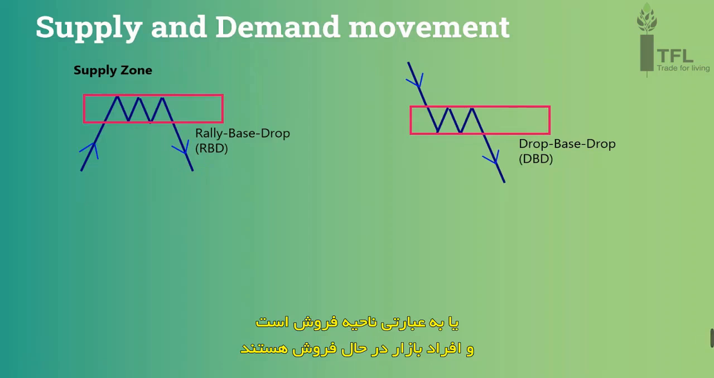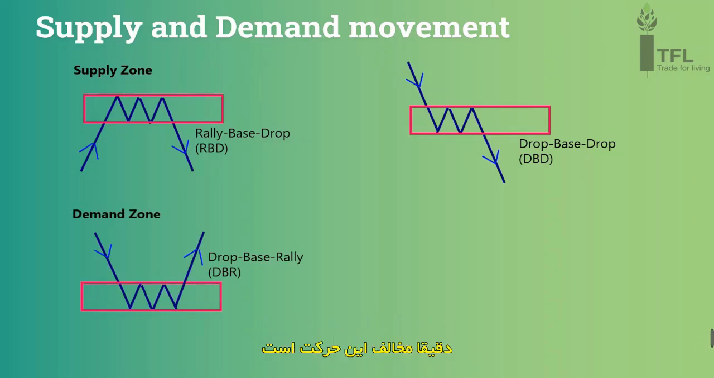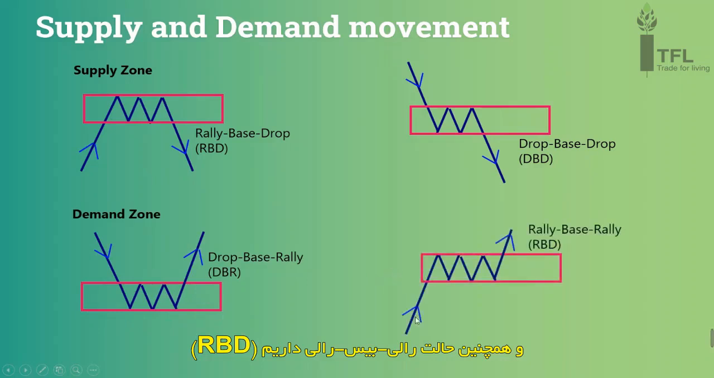Next will, of course, be the demand zone. It will be the opposite of this movement over here, so it will be a drop base rally. The base over here will be the demand zone. And of course, there is also a rally base rally, and this will be the demand zone right here. So it seems very, very simple. Of course, this is in line form, but in the actual chart, a lot of you get very confused. I'm going to show you a lot of examples, so don't worry about that.